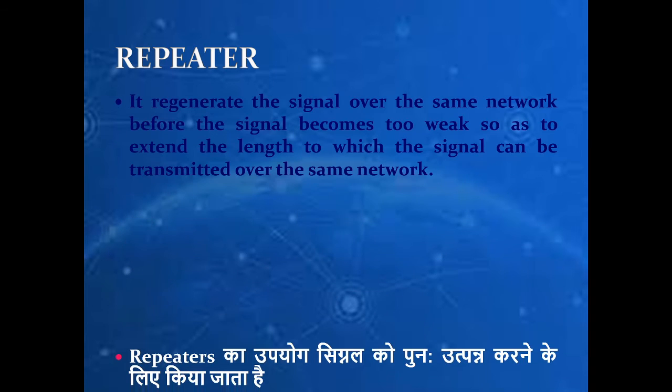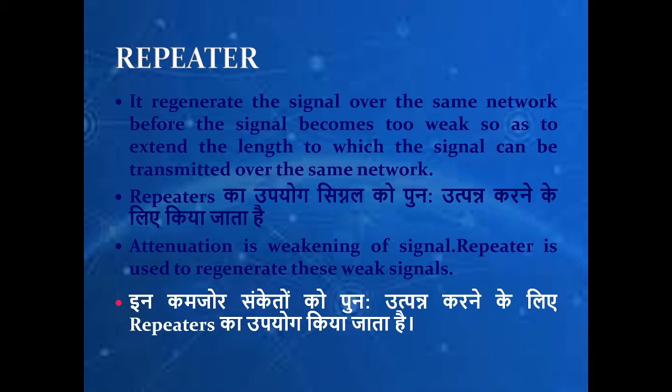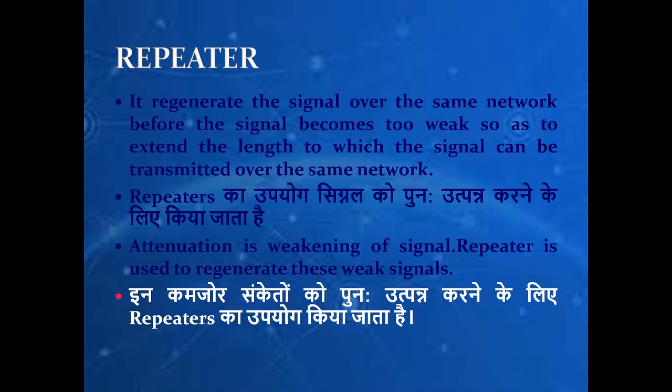Now come to the next important device, that is repeater. The working of repeater is somewhat similar to the active hub. If you remember, we discussed that active hub is used to forward the data as well as to regenerate the data. Here also the function of repeater is to regenerate the signal over the same network before the signal becomes too weak, so as to extend the length to which the signal can be transmitted over the same network.